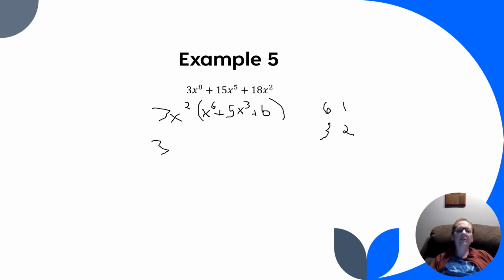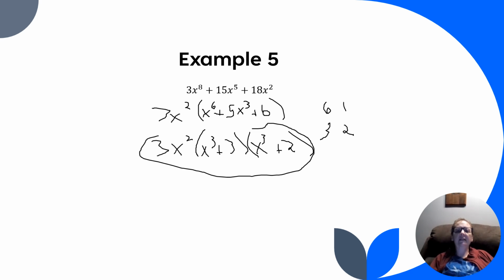So I have 3x squared, but both are going to be x to the thirds in here. And I have a plus 3 and a plus 2. So that's all there is to that. Just recognizing that that first term has double the exponent of the middle term.